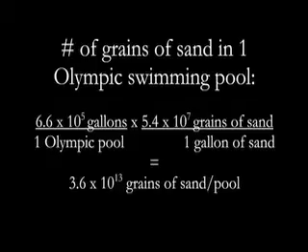How about an Olympic-sized swimming pool? It holds about 6.6 times 10 to the 5th gallons. How many grains of sand will it hold? Now let's calculate the number of grains of sand in 1 Olympic-sized swimming pool. We have 6.6 times 10 to the 5th gallons in 1 Olympic pool times 5.4 times 10 to the 7th grains of sand in 1 gallon of sand. That gives us 3.6 times 10 to the 13th grains of sand. Okay, we still don't have as many grains of sand in a pool full as we do molecules of water in 1 Spam can. So let's think really big.